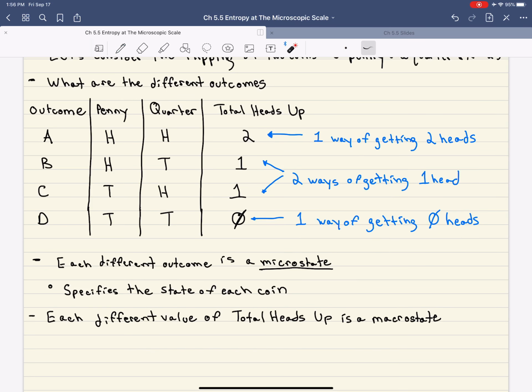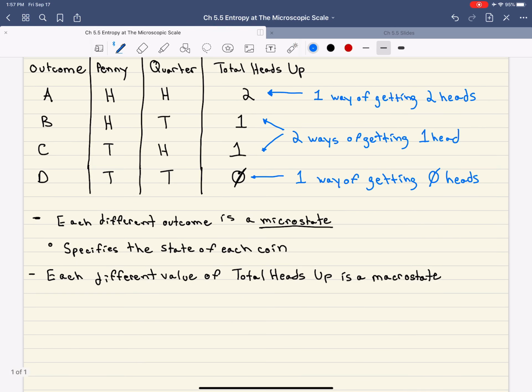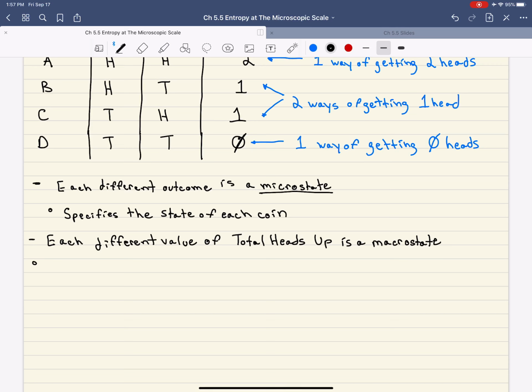Alright, and so for this system of 2 coins, a penny and a quarter, we see that if we were just looking at how many coins were face up, the macrostate in which 2 coins were face up, there's only one way of getting it. The macrostate of 0 coins being face up, there's only one way of getting it. And the macrostate of getting 1 coin face up, either the penny or the quarter, there's 2 ways of getting it. Okay? And so 2, 1, and 0 are the different macrostates for the system.